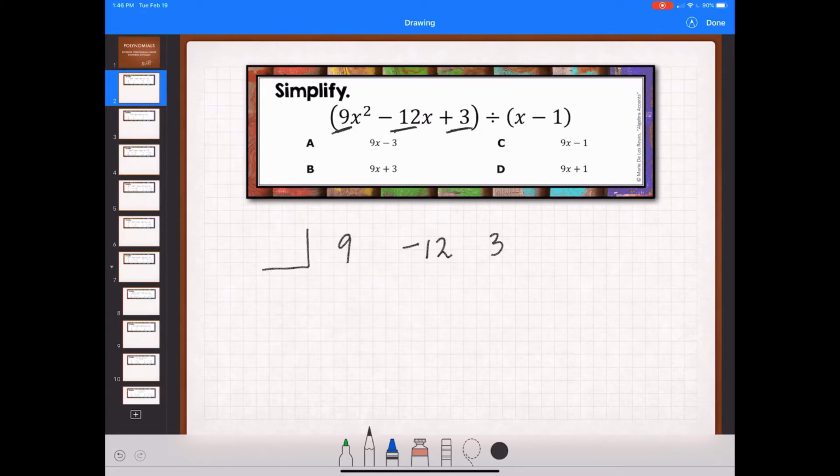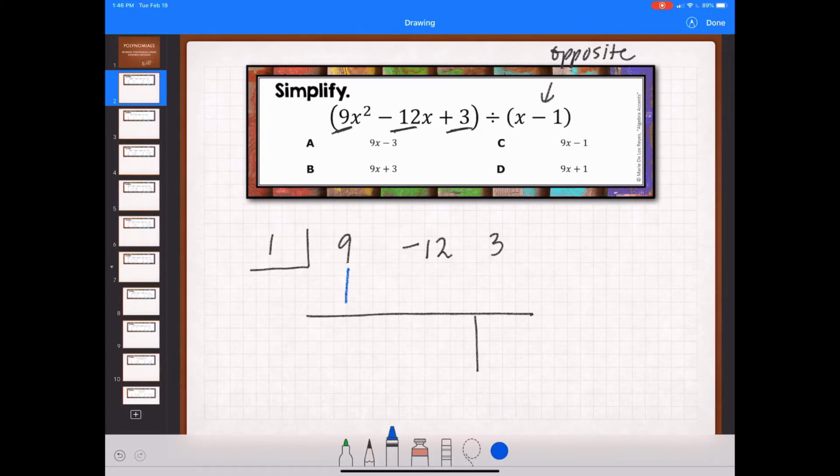Then, out to the side, we are going to do the opposite sign of the divisor. So, if you have negative 1 there, over here we'll have positive 1. Then you're going to draw a line down here, make a little space, and draw a line right here. So the way synthetic division works is this.